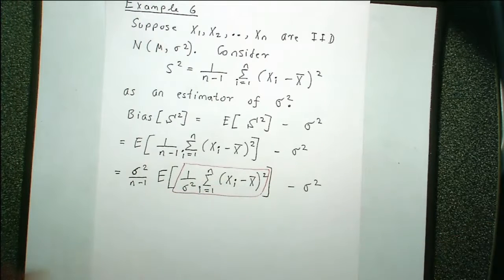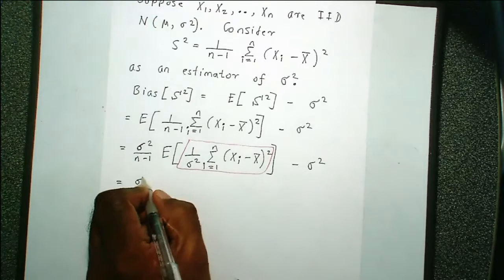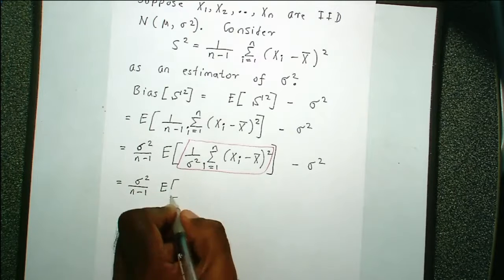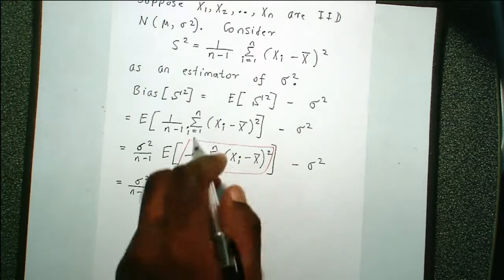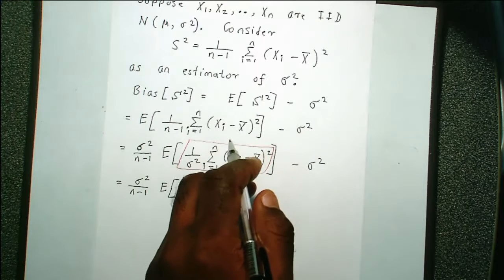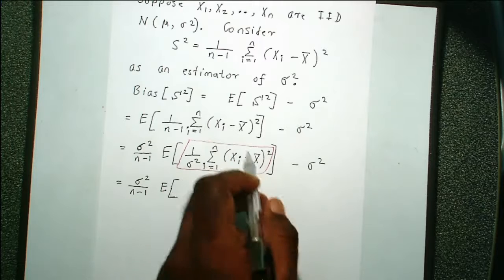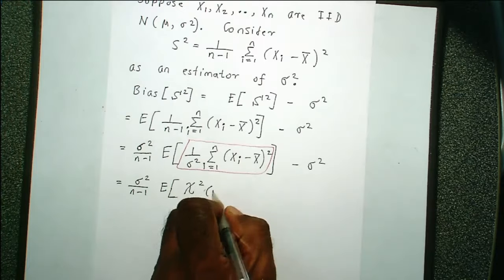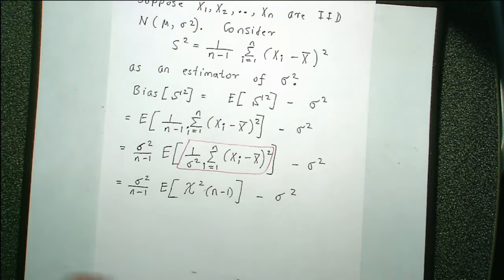What do you know about this? What is something special about this? I talked about it in the lectures a couple of weeks ago, or maybe even last week. What do you know about this? It has the chi-square distribution with n-1 degrees of freedom.